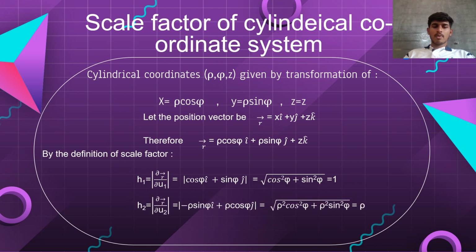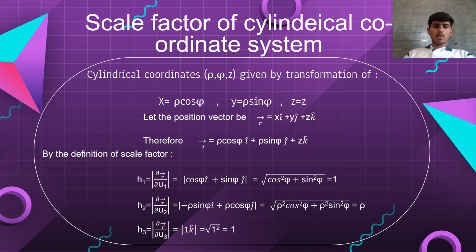So similarly, to find the value of h2, we find modulus of dou r bar by dou u2, where u2 is phi. So if we differentiate the position vector with respect to phi, we get minus rho sin phi i cap plus rho cos phi j cap. If we find the magnitude of this vector, we get root of rho square cos square phi plus rho square sin square phi. If we take rho square common, cos square phi plus sin square phi is equal to 1, so we get under root rho square, which is equal to rho.